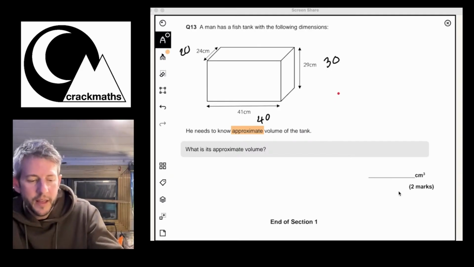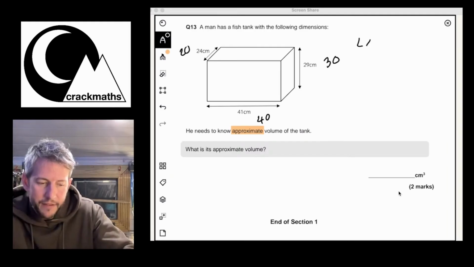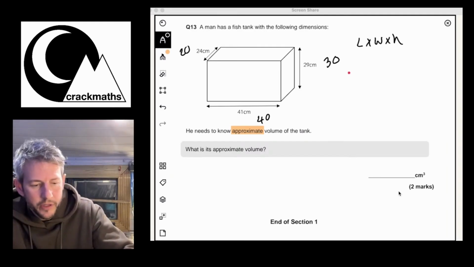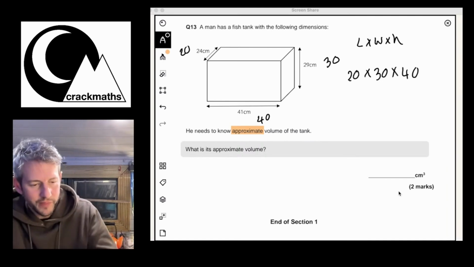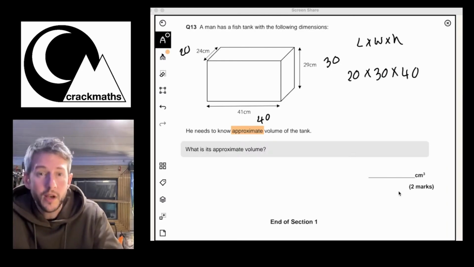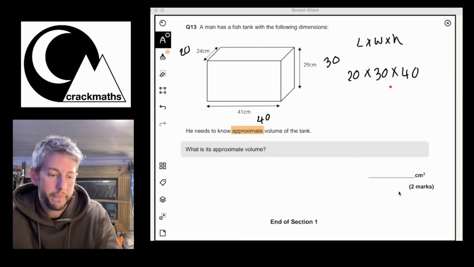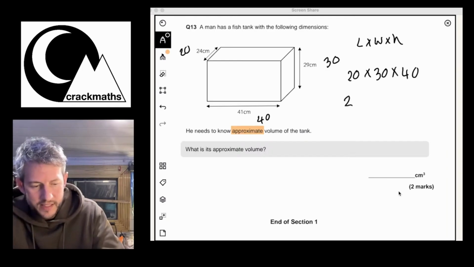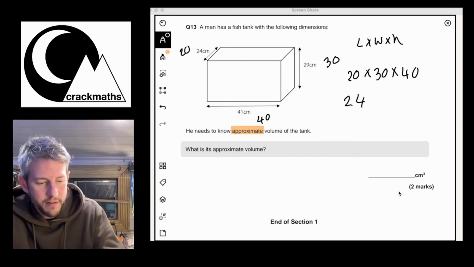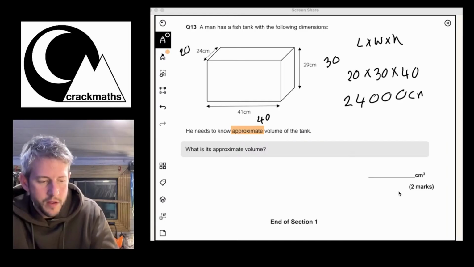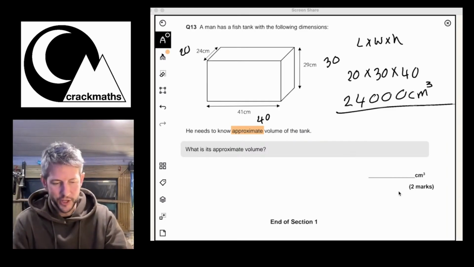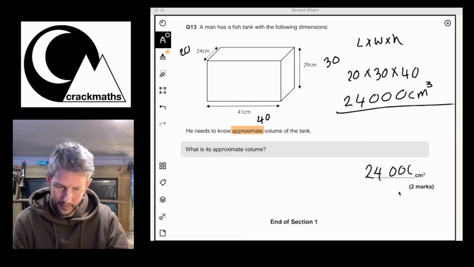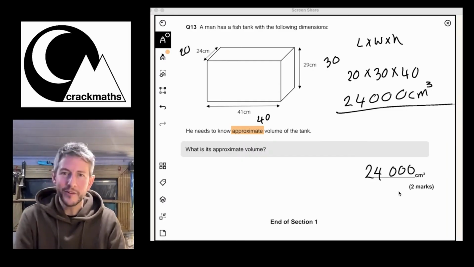The volume of a cuboid is length times width times height. So I'm going to look at 20 times 30 times 40. I'm going to do this by doing 2 times 3 times 4. 2 times 3 is 6, 6 times 4 is 24. Then I'm going to add on the 3 zeros: 1, 2, 3. So the volume of this is going to be 24,000 centimetres cubed. And that is the end of section 1.